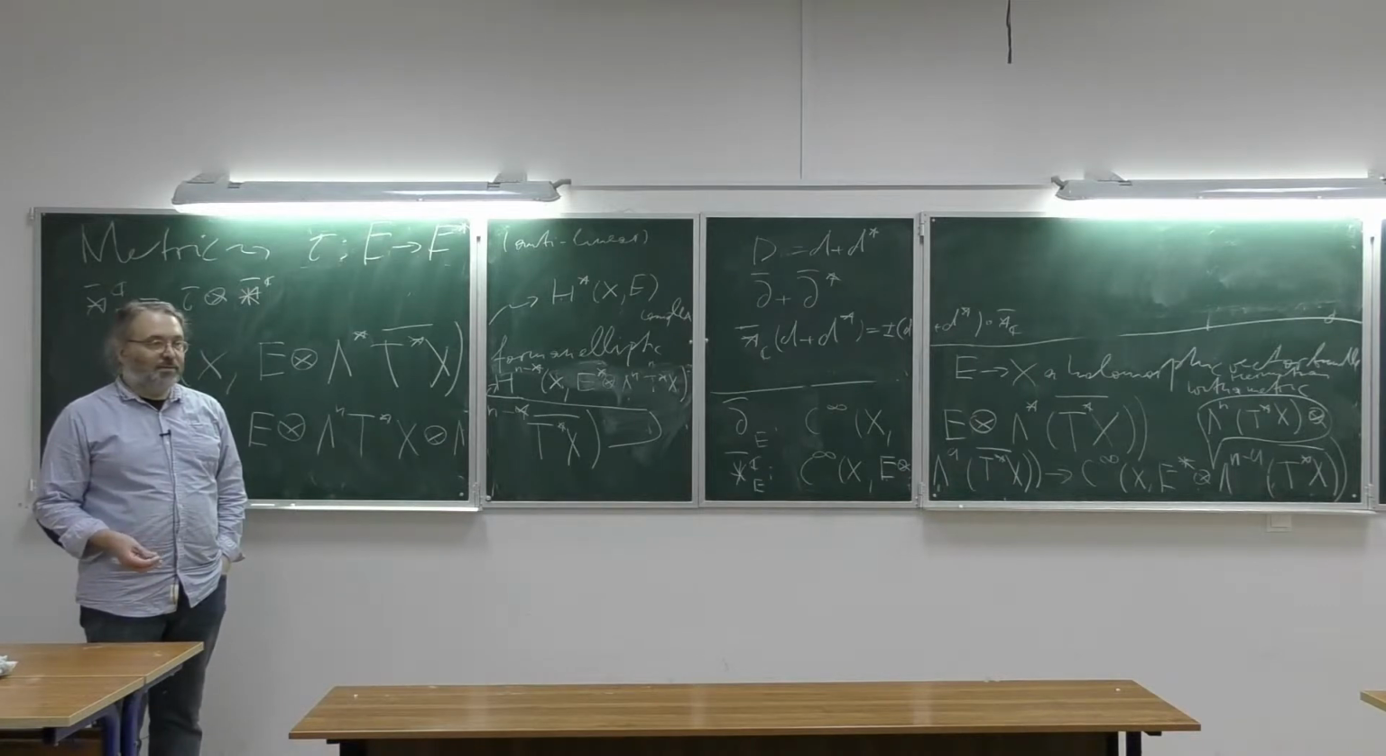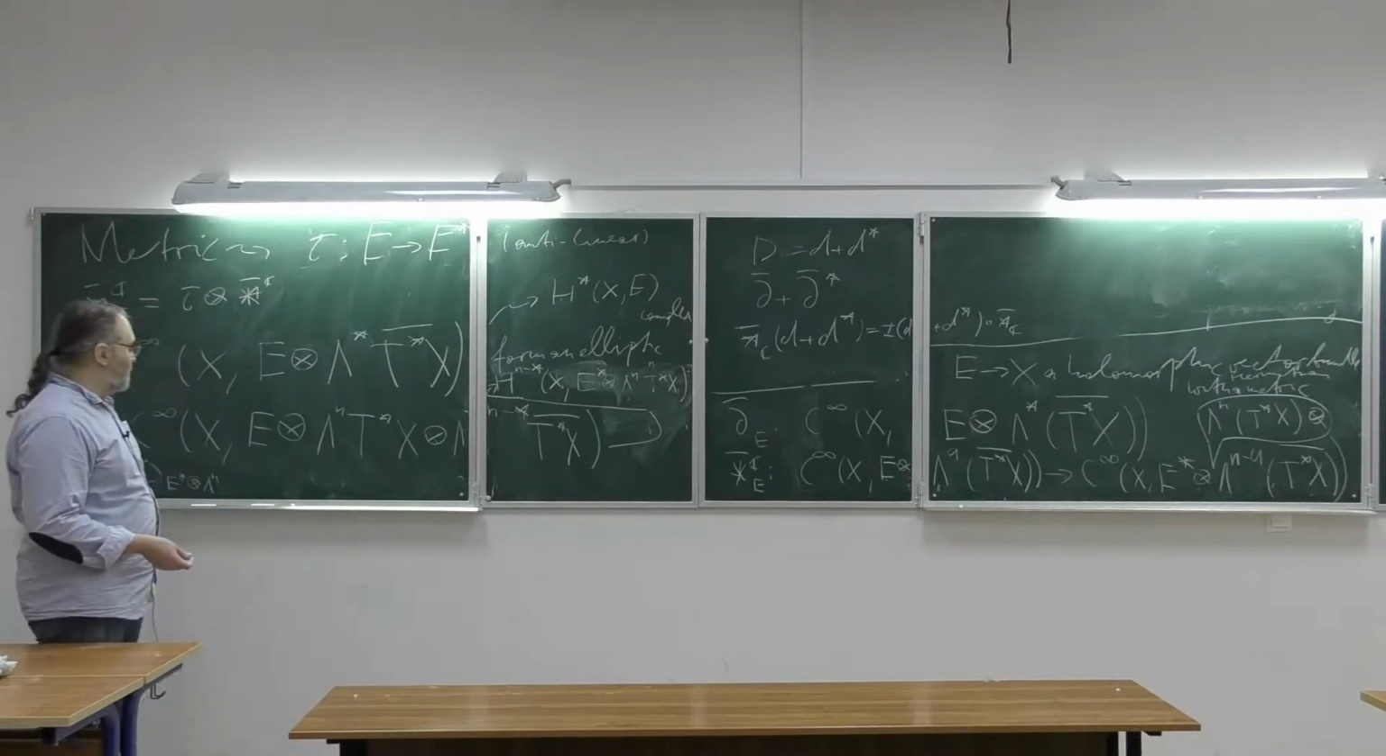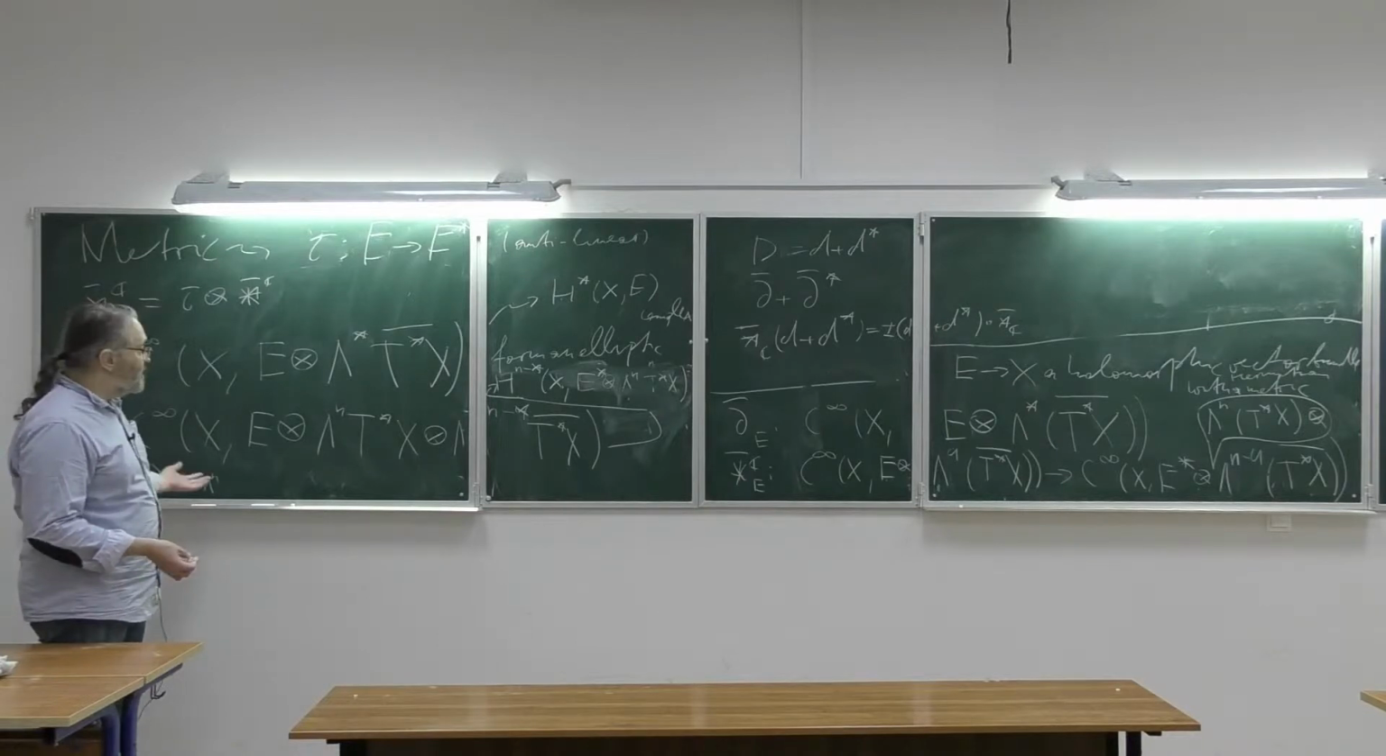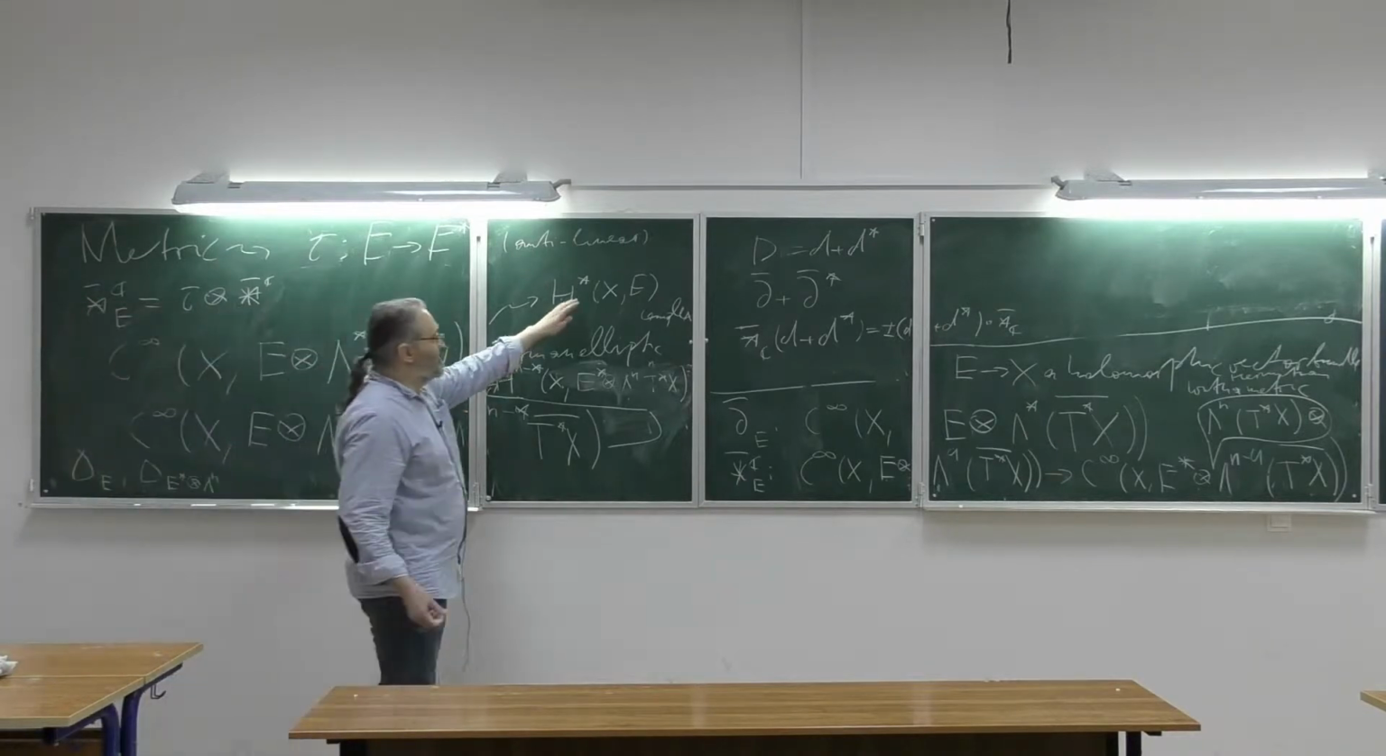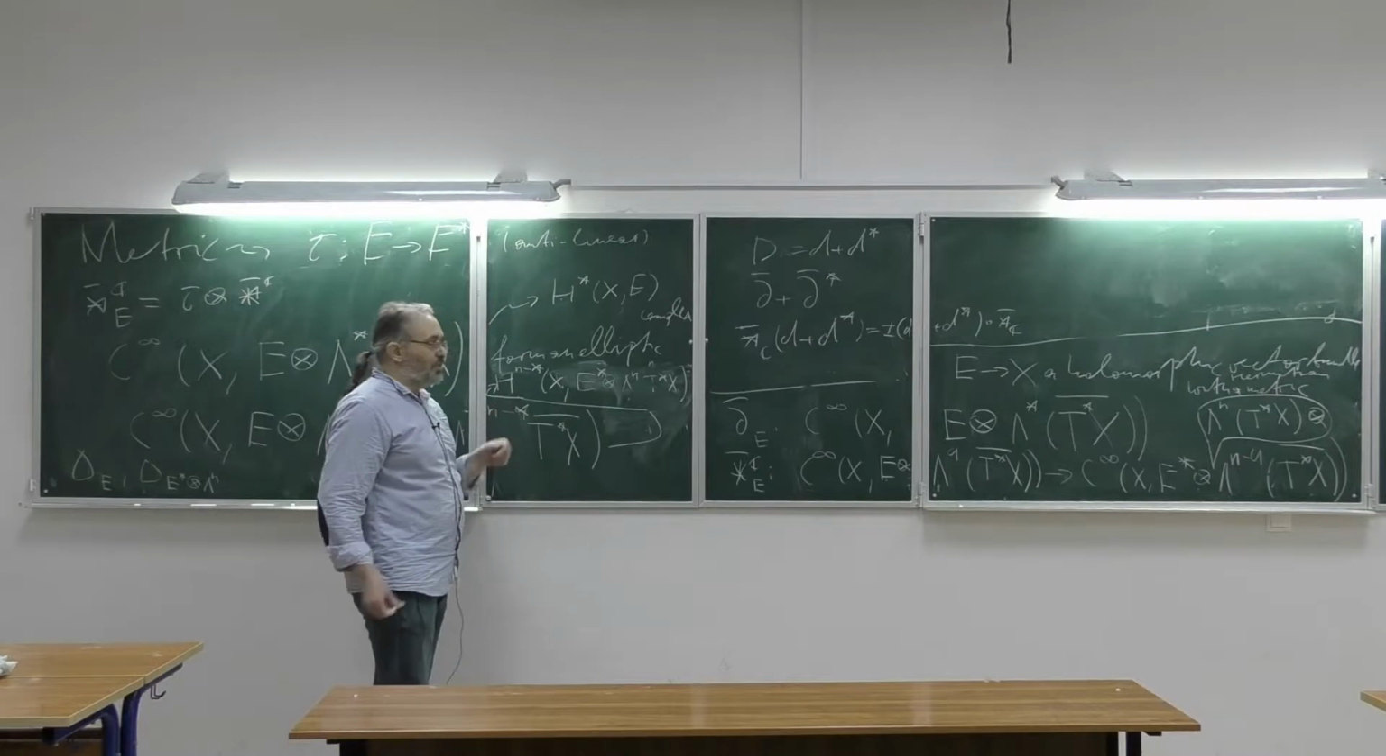Consider this to be true. Then what do we do next? We consider that star sends harmonic forms to harmonic forms. Well, then we have an isomorphism between these groups and these groups, which is what we're after.